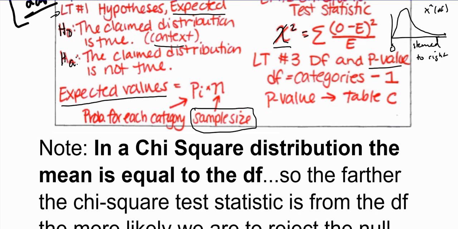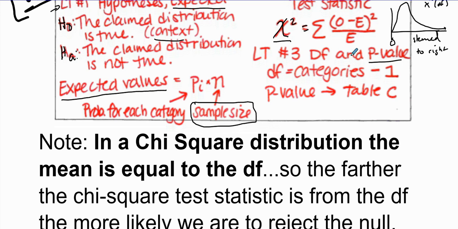And one cool note is that our degrees of freedom is the number of categories minus 1. For the p-values, we're going to use Table C, or you can use your calculator, and I'll show you that in a little bit. Our p-value is going to be the proportion above our chi-square statistic, whatever that is, given the certain degrees of freedom. And one thing to note is that in a chi-square distribution, the mean is equal to the degrees of freedom.